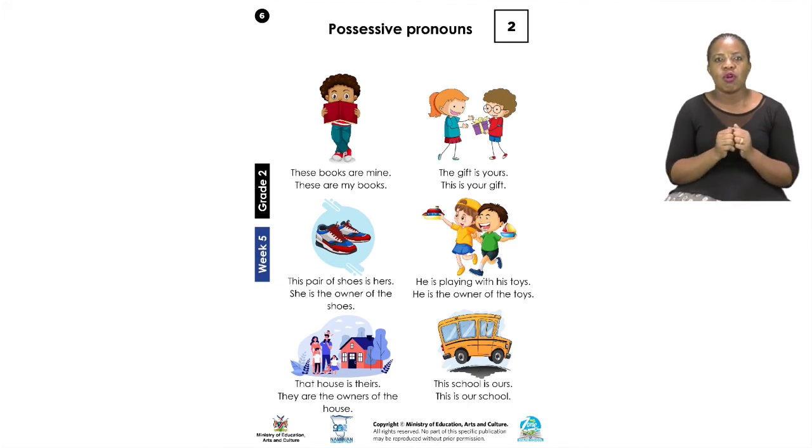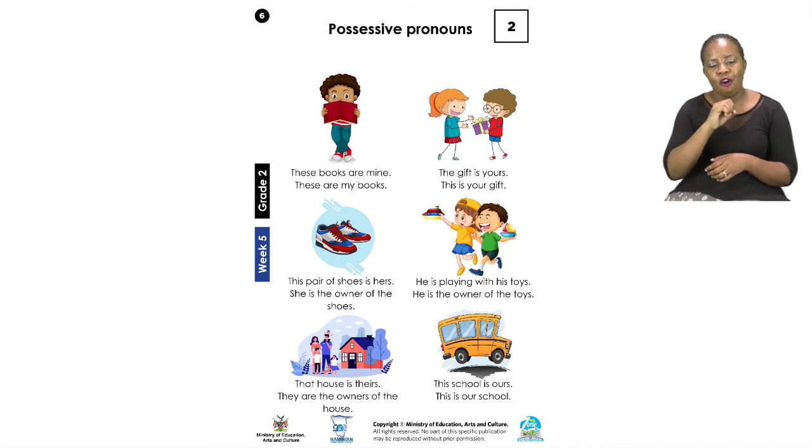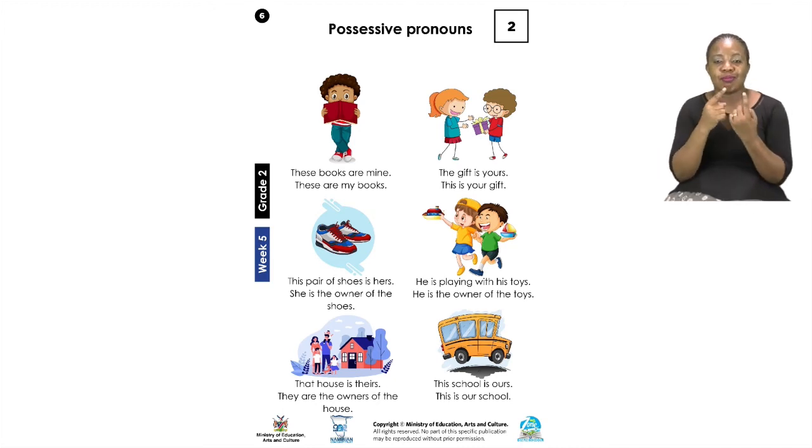The next one shows two people and they're enjoying themselves with some toys. The first sentence says, he is playing with his toys, showing that the toys belong to him. The next sentence says, he is the owner of the toys. So we know that the toys are his. Our possessive pronoun is his.